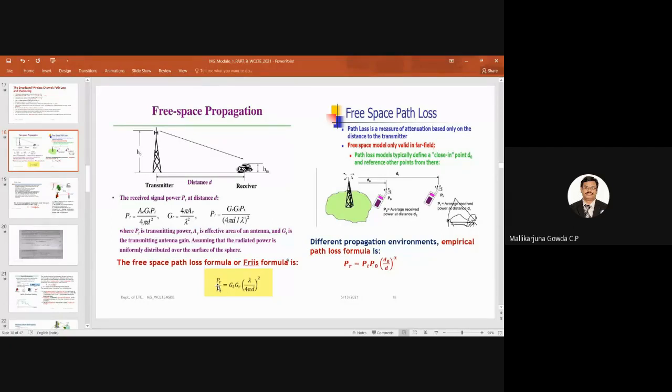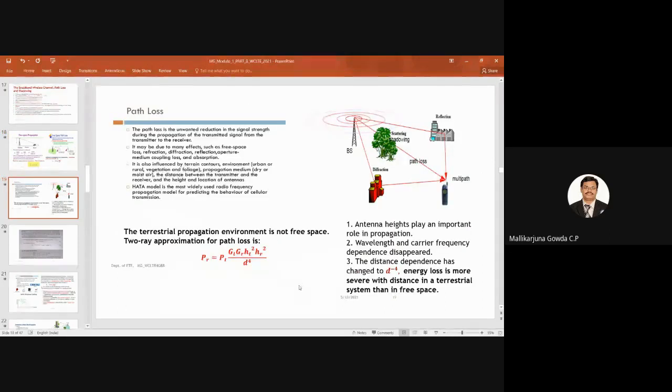So it is inversely proportional to the square of the frequency of the signal, as well as the distance between the transmitter and the receiver. And as I said, what is the two-ray approximation model? Usually we need to consider terrestrial propagation, which is not free space. The two-ray approximation model is this. In that case, we write the expression for the received power as PR equal to PT into GT, GR, HT square, HR square divided by D power 4.